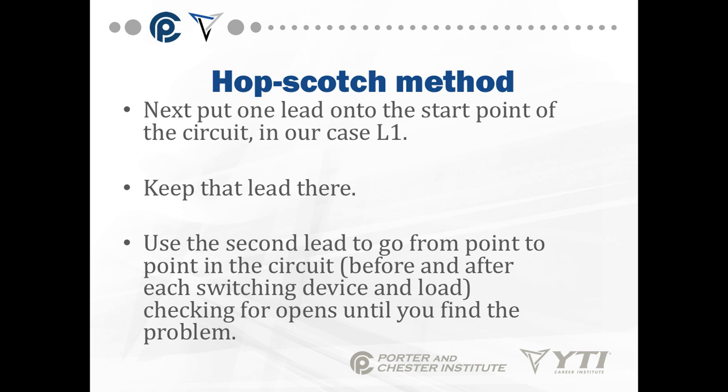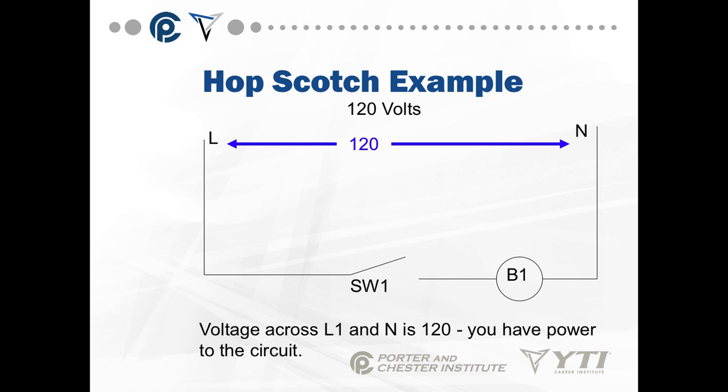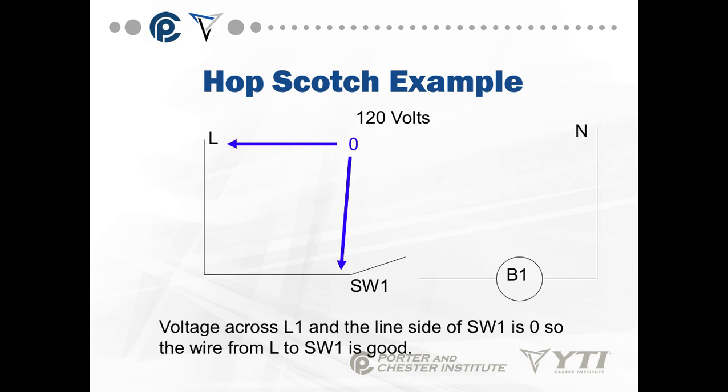Okay? Now, put one lead onto the start point of the circuit. In our case, that's L1. Keep that lead there. Sometimes using the clip-on terminal is a better way to go. Use the second lead only to go from point to point in the circuit before and after each switching device and load, checking for opens until you find the problem. So, voltage across L1 and neutral is 120. You have power in the circuit.